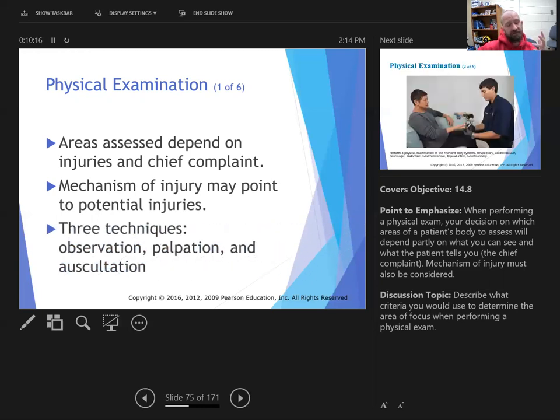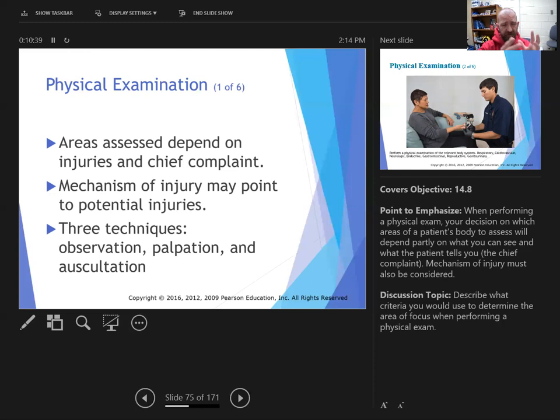We have 3 techniques to do a physical exam. They are to observe, to palpate, and to auscultate. To observe means to use our senses. We're going to look at the patient, we're going to listen to the patient, maybe we're going to smell the patient, right? Maybe we can smell something that gives us a clue to what's going on. So we'll use our senses there.